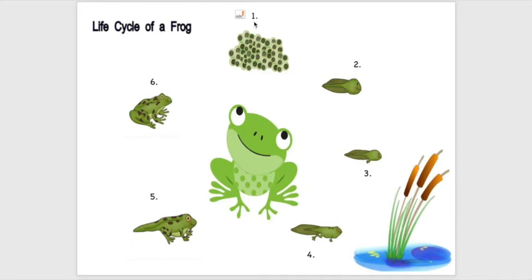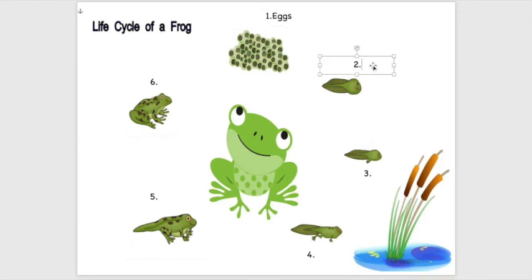Step 1. Does anyone know what these are called? This is how a frog starts out. An adult frog lays a bunch of these in the water. They're called eggs. E-G-G-S. Eggs. And that's step 1.